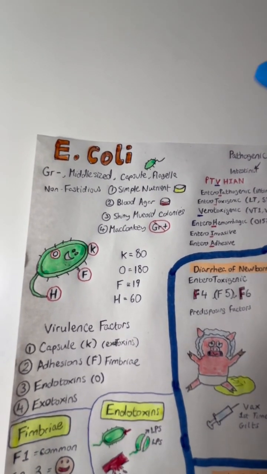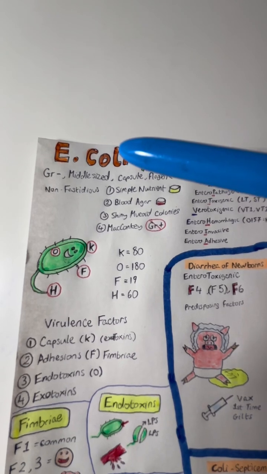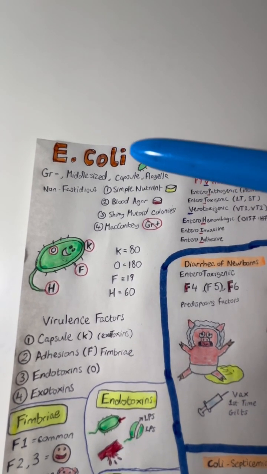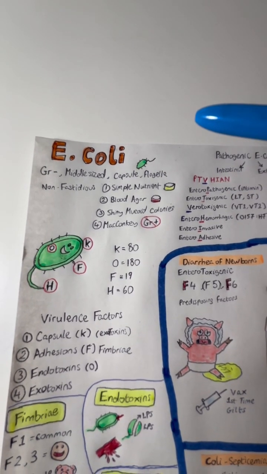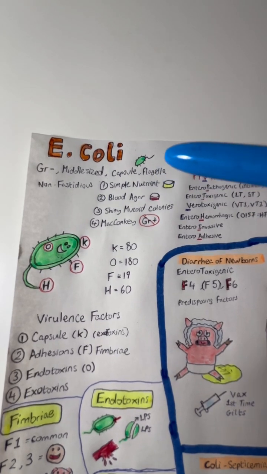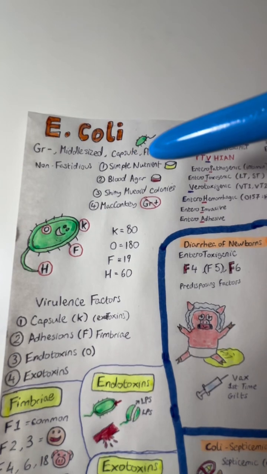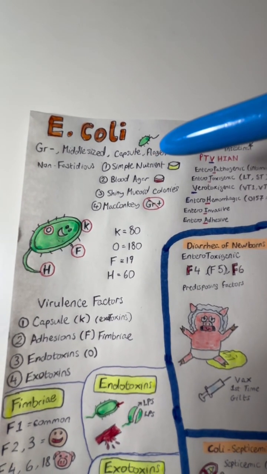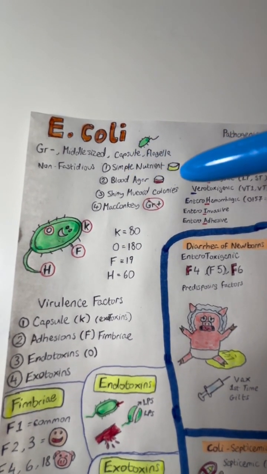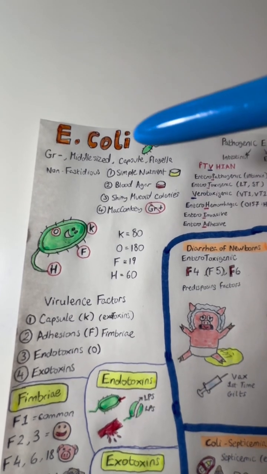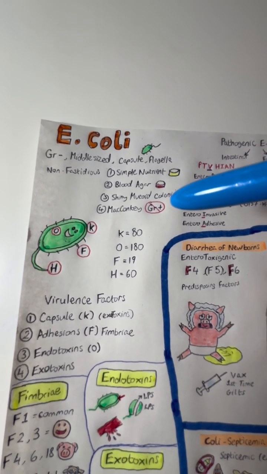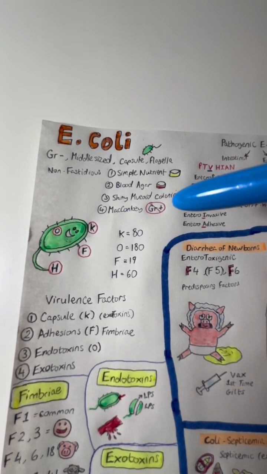When it comes to culturing, E. coli are non-fastidious. Fastidious means difficult to please. This means E. coli will grow on almost all agars. This includes a simple nutrient agar, hemolytic strains will grow on a blood agar, and septicemic strains will make shiny mucoid colonies. And since E. coli is gram-negative, it'll also grow on MacConkey agar, because MacConkey agar stops gram-positive bacteria from growing.